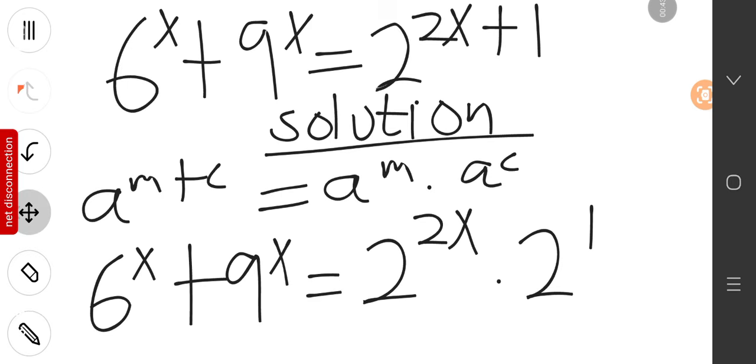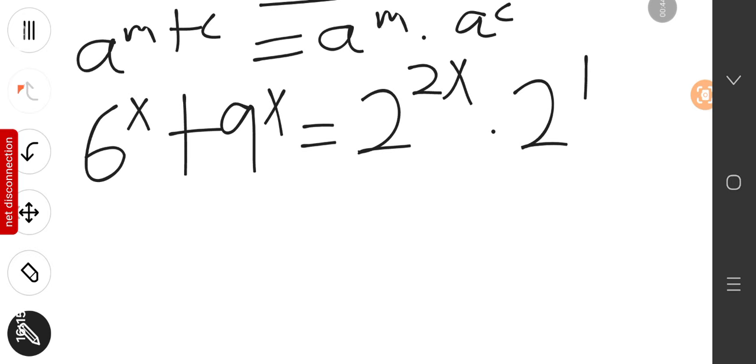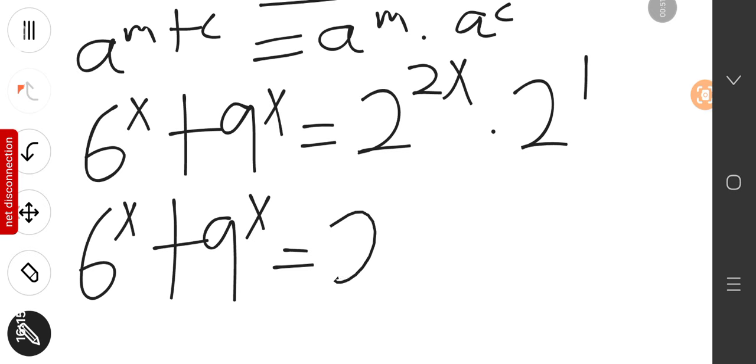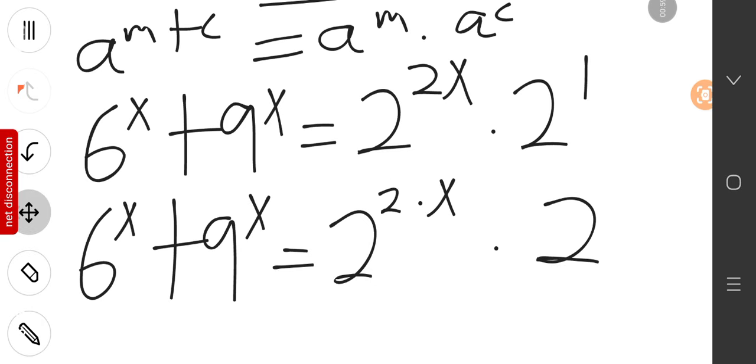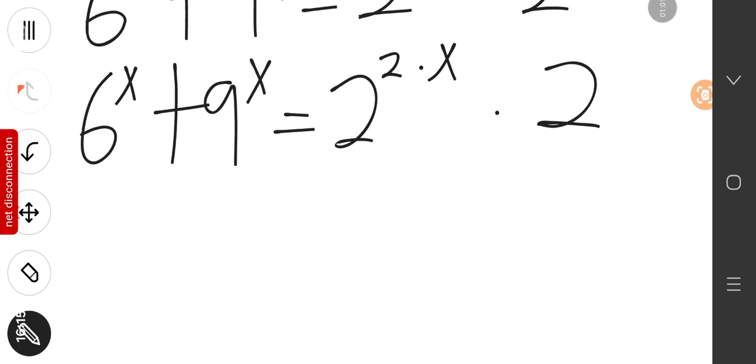All right, now our equation becomes 6^x + 9^x equals, now we can write 2^(2x) as 2^(2 times x). And then here we have 2^1 being 2. All right, now let's go further.